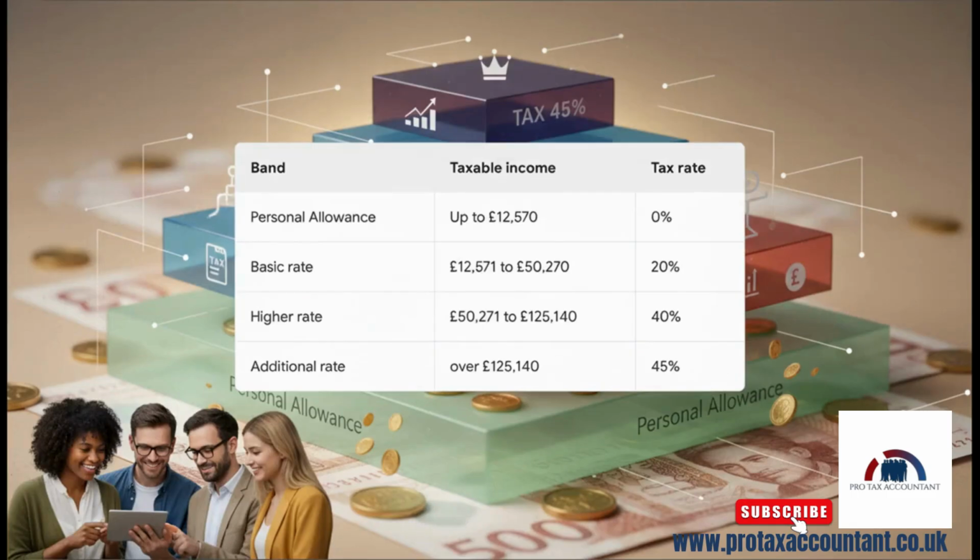Now, this is so important to understand. It's not like your entire profit gets hit with one massive tax rate. Instead, your profit is sliced up into different tiers. So you pay nothing on that first 12.5 grand. Then you pay 20%, but only on the chunk of your profit that falls into that basic rate band. And if you're lucky enough to earn more, you only pay the 40% rate on the slice of profit in that higher band, not on everything. It's a much fairer system.